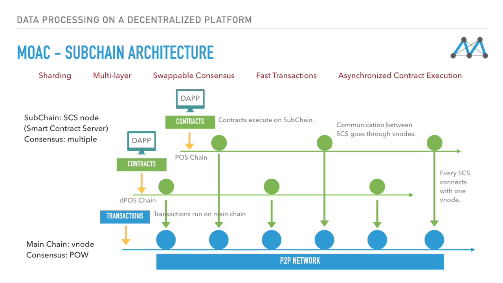Asynchronous contract execution. So now you have multiple chains to run the contracts. The contracts can be executed at the same time, and they don't have to wait for the other one to complete. So basically, asynchronous means you don't have to wait for one to stop and to start another one. They can start now, another one start, another one start. All right.